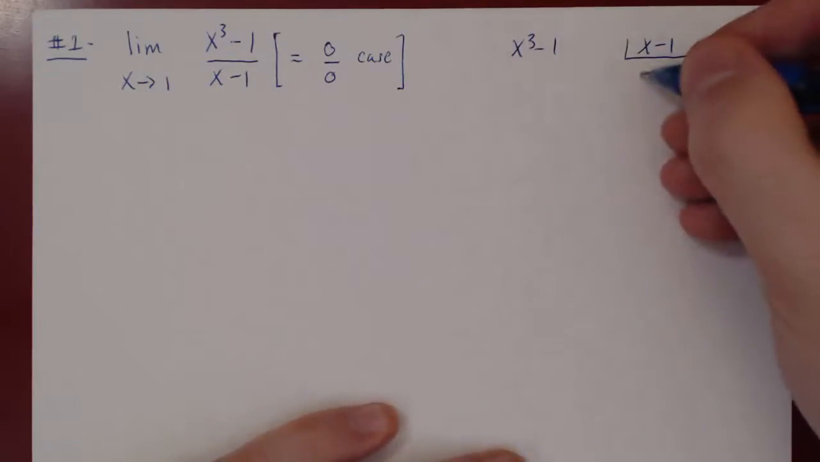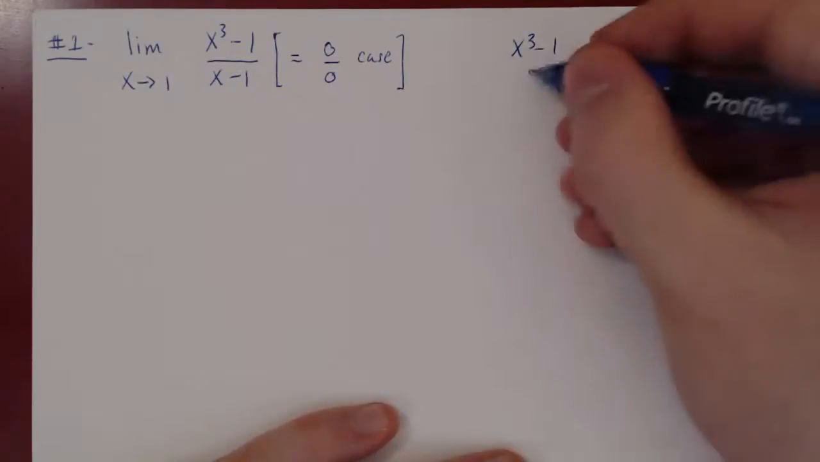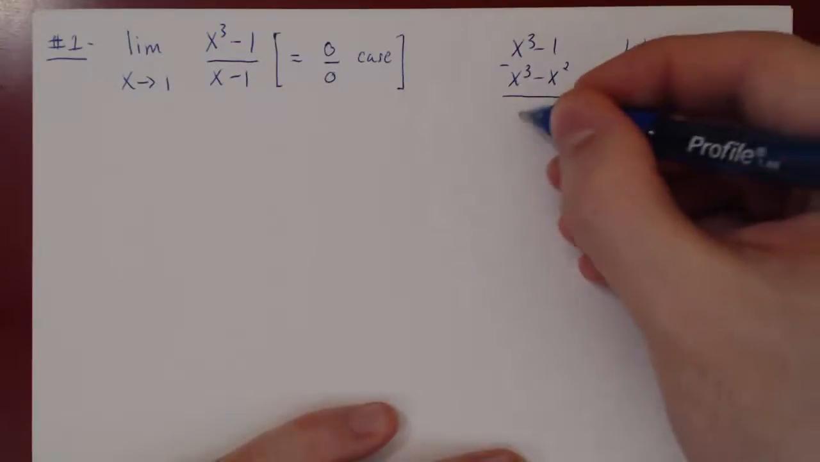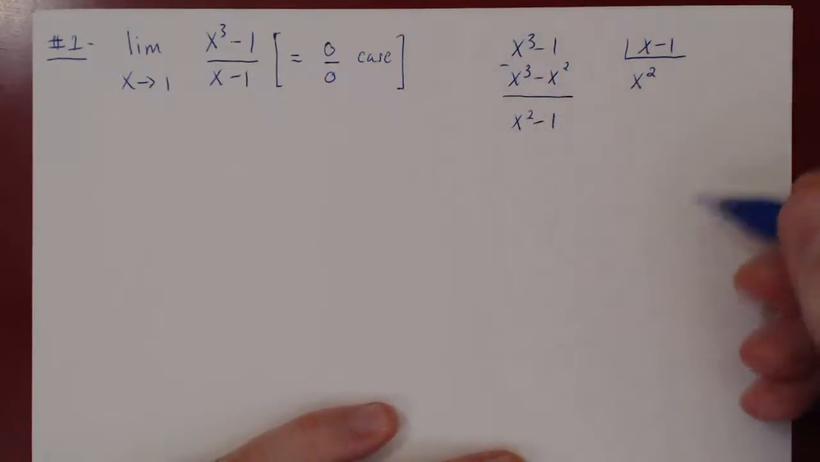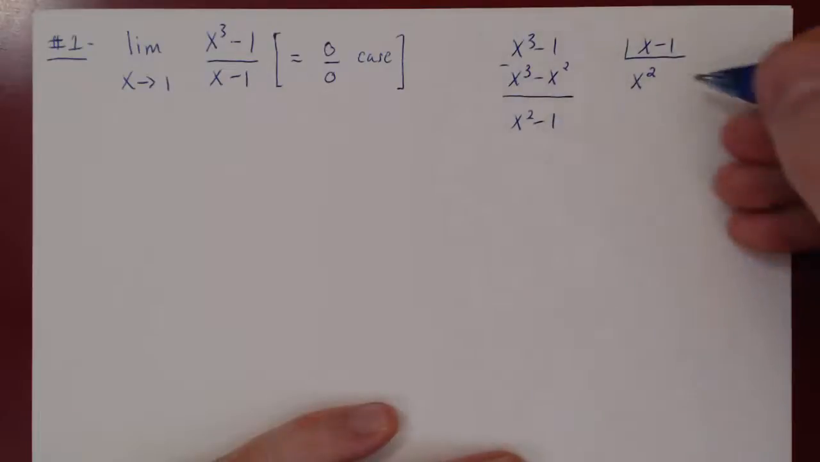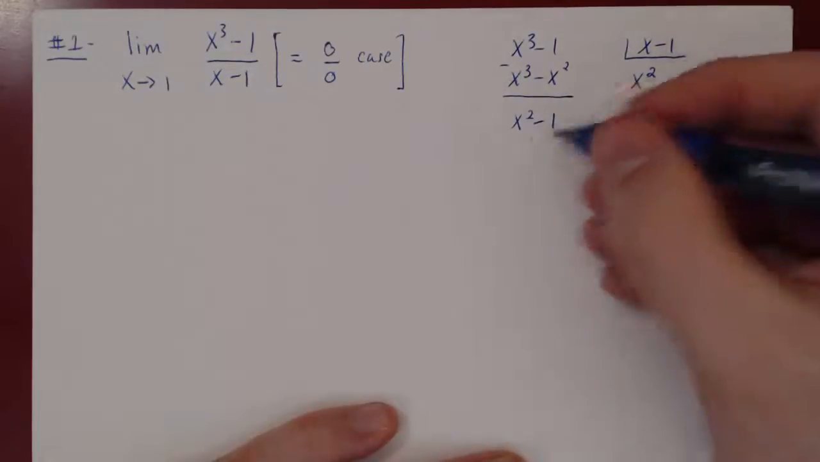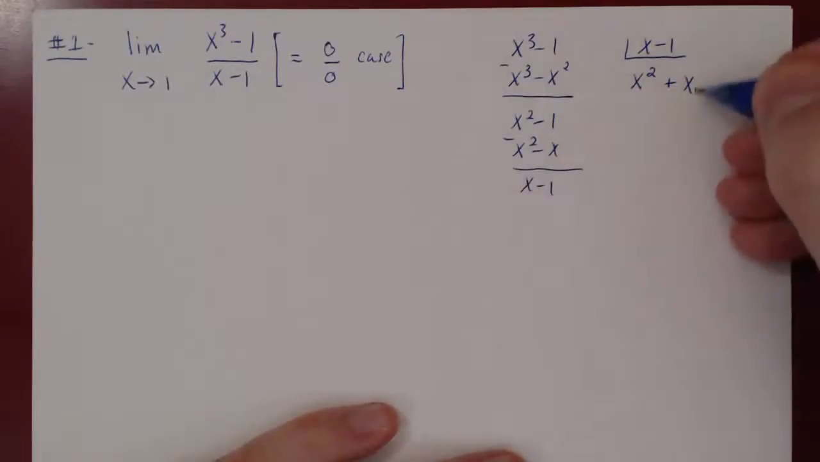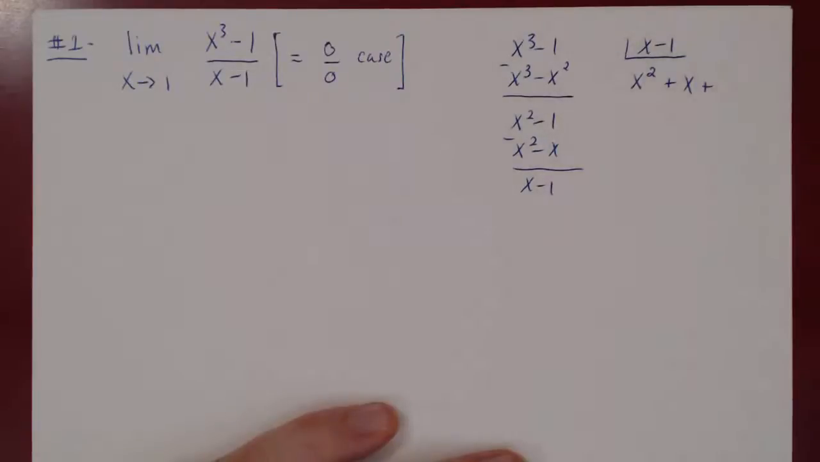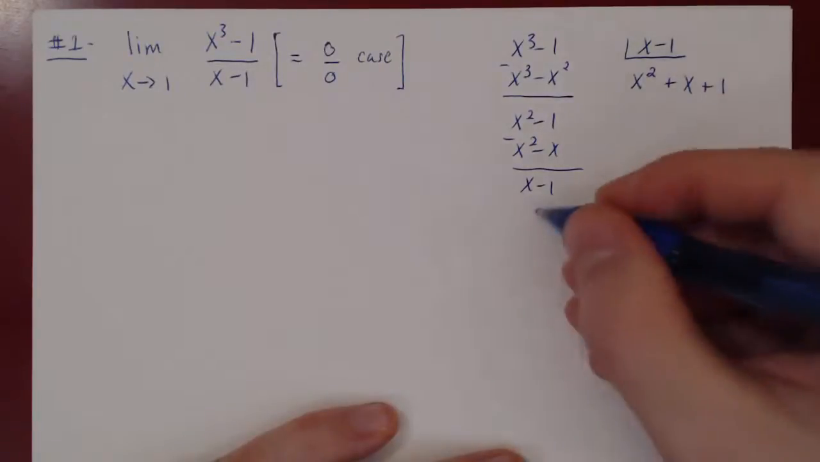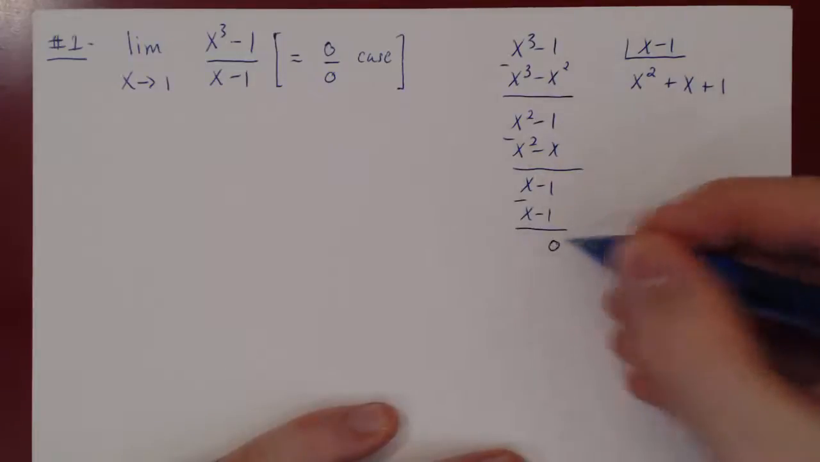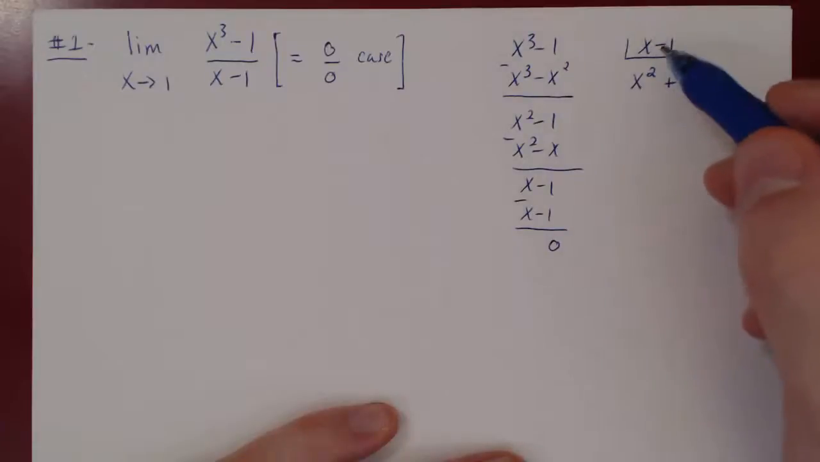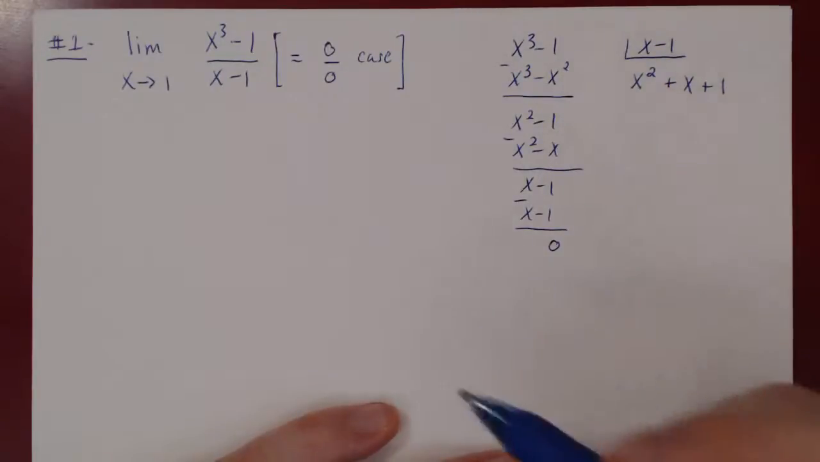What times x is x cubed? That's x squared. Multiply, you get x cubed minus x squared. We subtract, and we get x squared minus 1. We repeat: what times x is x squared? So plus x. Multiply, you get x squared minus x, subtract, and you'll get x minus 1. Plus, what times x is x? Plus 1. And so you get 1 times x minus 1, subtract, and you get 0. This completes your long division. Therefore, x cubed minus 1 is x minus 1 times x squared plus x plus 1.